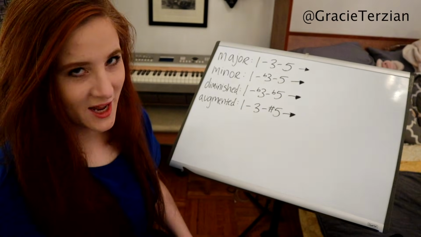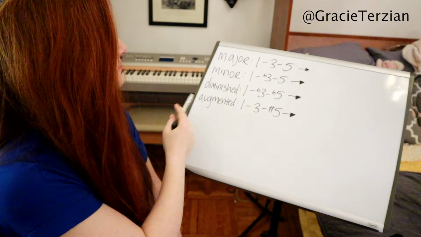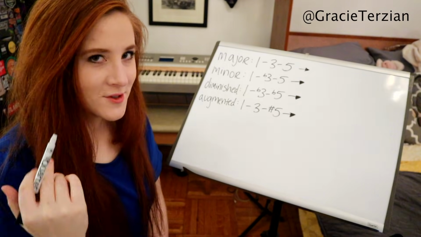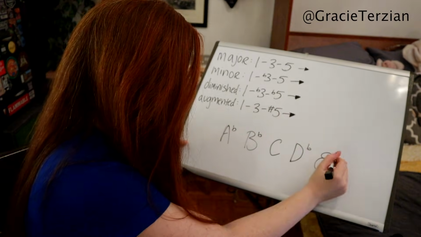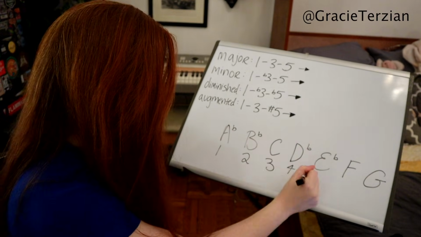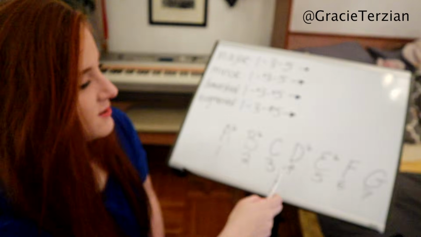Okay, let's do a flat key now. How about A flat? So let's say I want to find A flat major, A flat minor, A flat diminished, and A flat augmented chords. So first I'm going to write out my A flat major scale. So here's our A flat major scale: A flat, B flat, C, D flat, E flat, F, G.